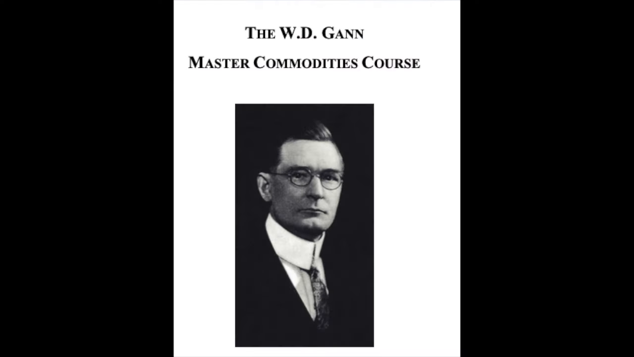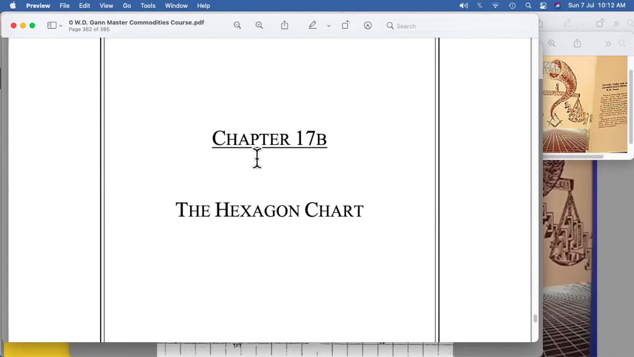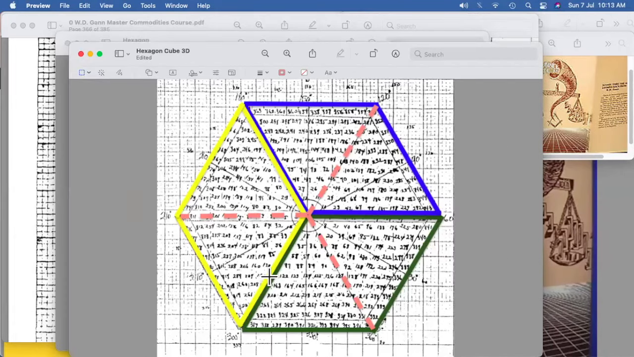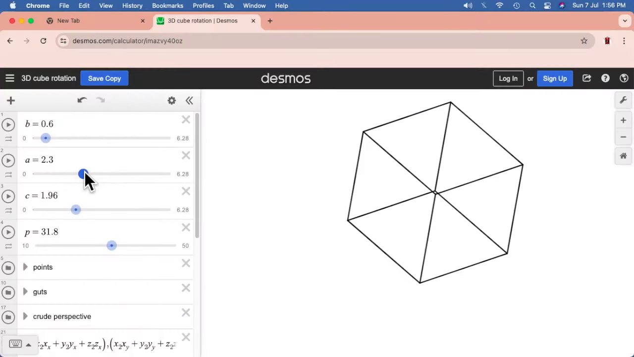Now, in the book Master Commodity Course by W.D. Gann, Chapter 17b, which is the Hexagon chart. Let me show you a Hexagon chart. This is what the Hexagon chart looks like. I've just taken a snap of this. This is what we interpret together as a cube. We are just joining the lines, and if you try to interpret this, this also is like a cube. Let me show you a clear picture. This website will probably give you a better idea.